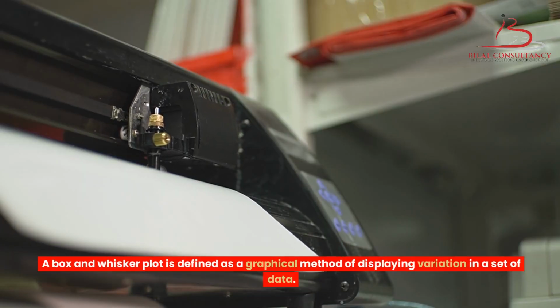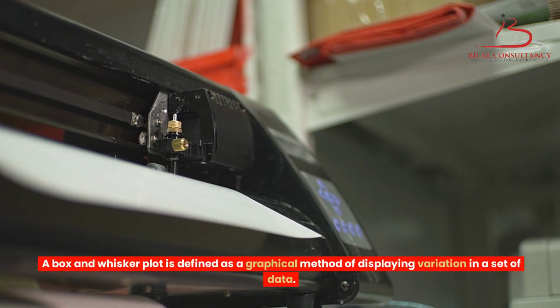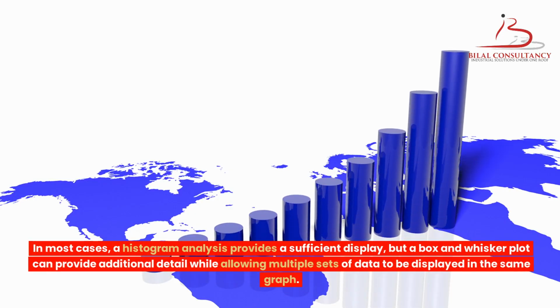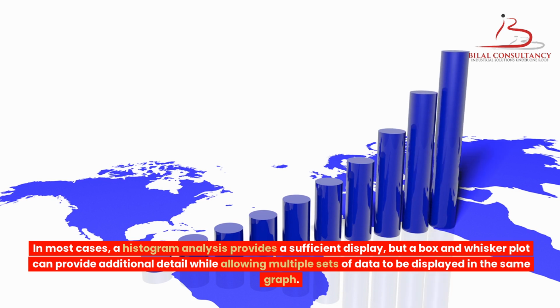A Box and Whisker plot is defined as a graphical method of displaying variation in a set of data. In most cases, a histogram analysis provides a sufficient display, but a Box and Whisker plot can provide additional detail while allowing multiple sets of data to be displayed in the same graph.